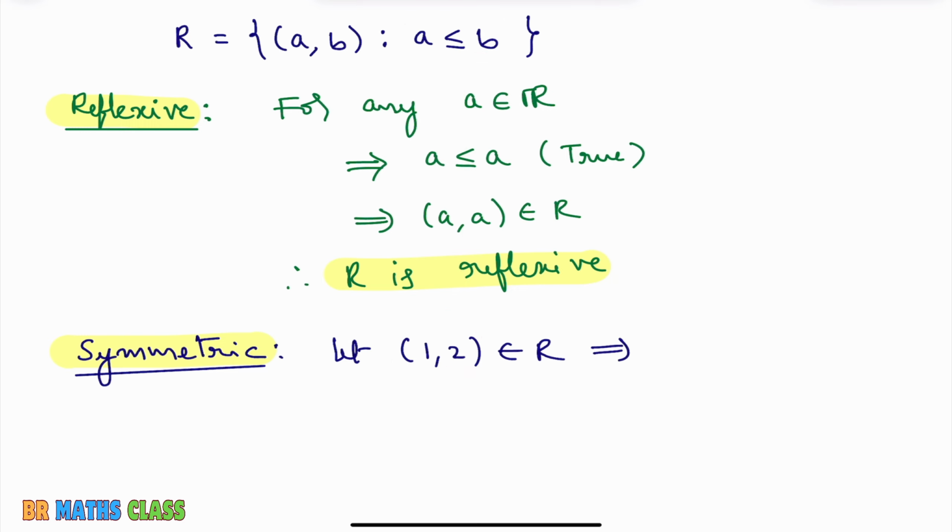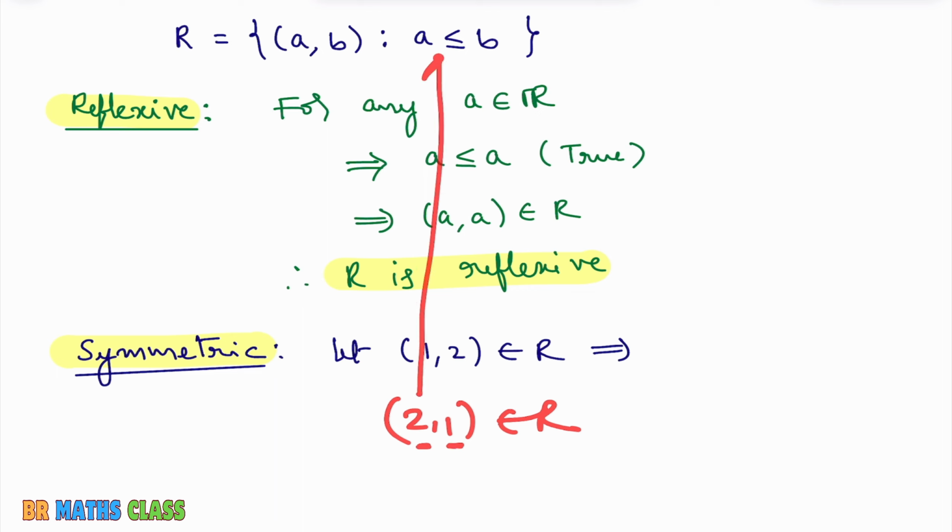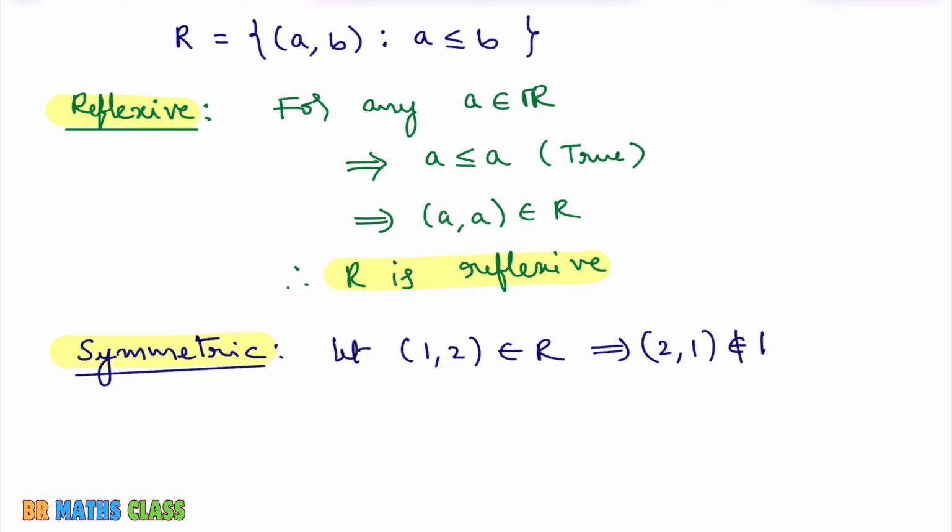From this, now I need to check whether the ordered pair 2 comma 1 is there in the relation or not. First point, 2 is a real number, 1 is a real number. Is this ordered pair satisfying this condition? You check 2 is less than or equal to 1. Is 2 less than 1? No. Is 2 equal to 1? No. So this ordered pair 2 comma 1 does not belong to this relation, right? So we identified that for ordered pair 1 comma 2 in the relation, 2 comma 1 doesn't belong to this relation. So we can write that this relation R is not symmetric.